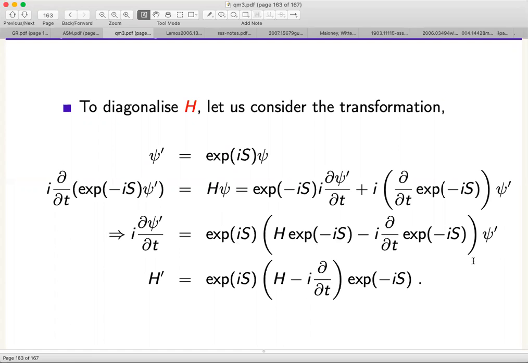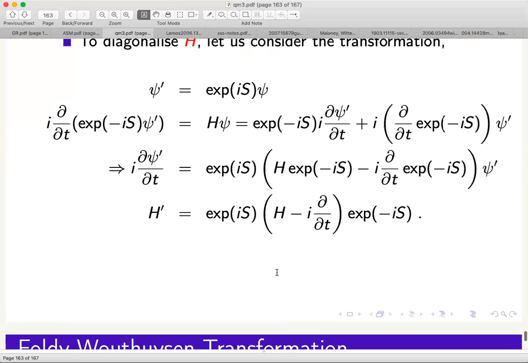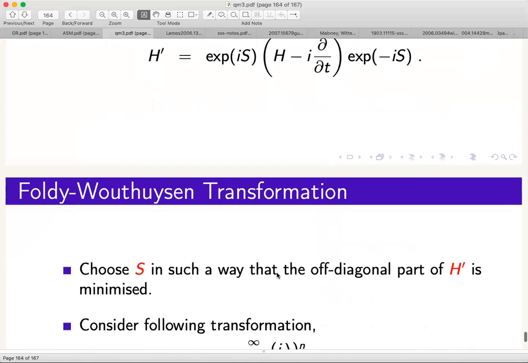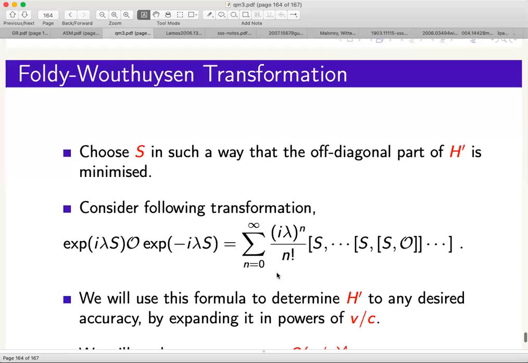Okay, so you can collect these terms, and you can see that H prime is actually a similarity transform of H minus i del t. Okay, that is the quantity that we are going to look at. So our exercise boils down to finding this matrix S such that H prime is as diagonal as possible, given that the H we are going to look at is the problem of a Dirac particle interacting with an electromagnetic field.